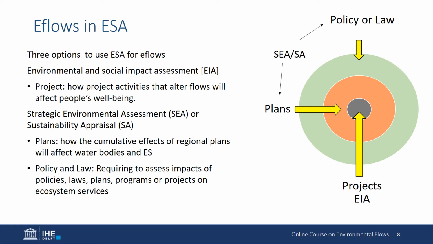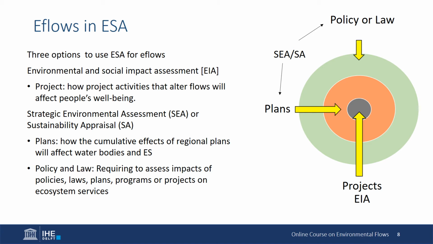Impact assessment can be applied at different levels to determine effects on flows and their related ecosystem services. At project level, environmental and social impact assessment, EIA, should be used to determine how the activities during the construction, operation, and closure of a project could alter flows, affect ecosystem services, and people's well-being.